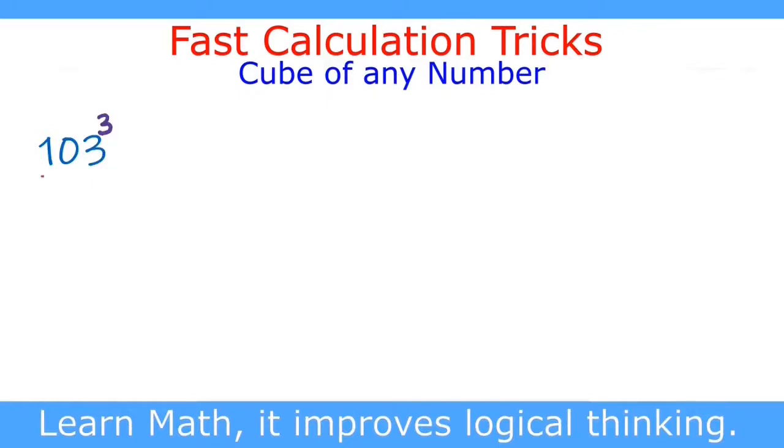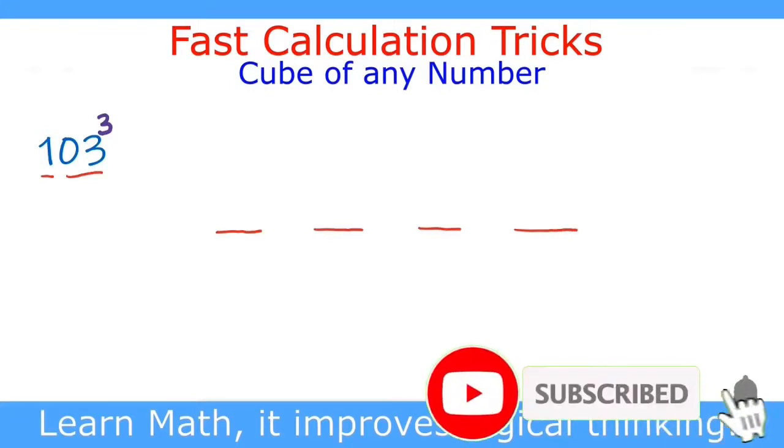We'll find the cube of 103. We split 103 into two parts. First part is 1 and the second part is 03. Now we make the 4 portions by writing 4 lines.